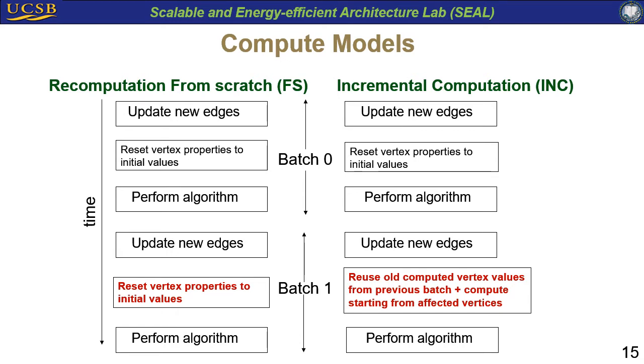In the FS compute model, each batch treats the updated graph as a brand new graph data structure and begins the computation from scratch by resetting the vertex properties to initial values. In contrast, the incremental model reuses old computed vertex values from the previous batch and computes starting from the affected vertices in the current batch. So this kind of incremental model in multiple cases helps to make the computation faster in streaming graph scenarios.